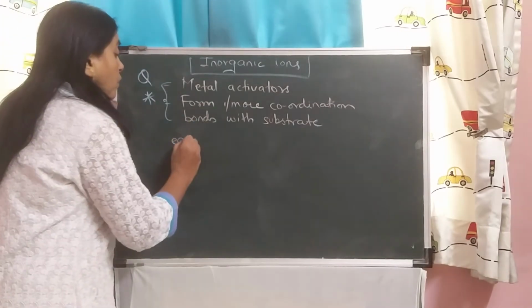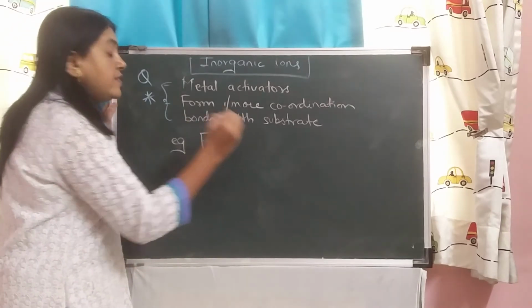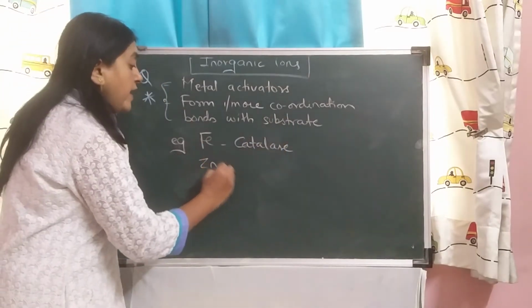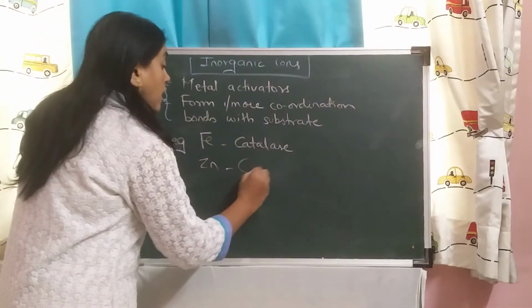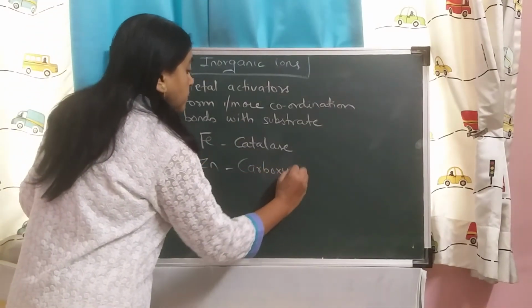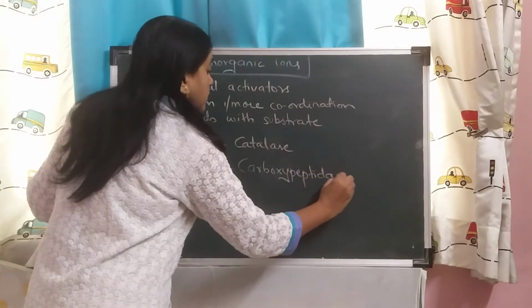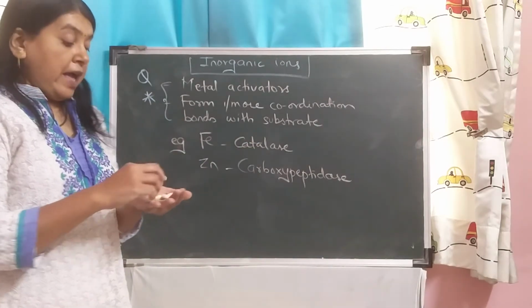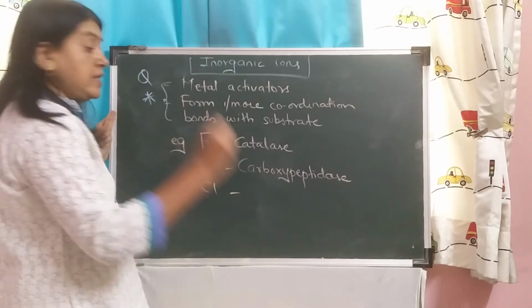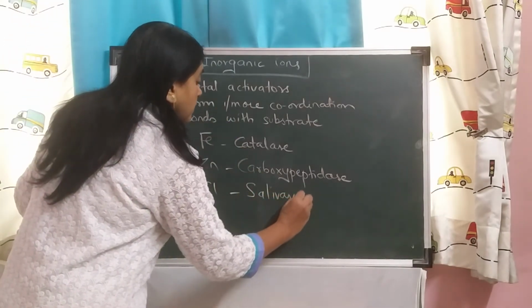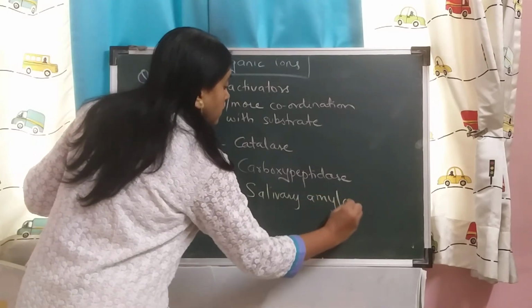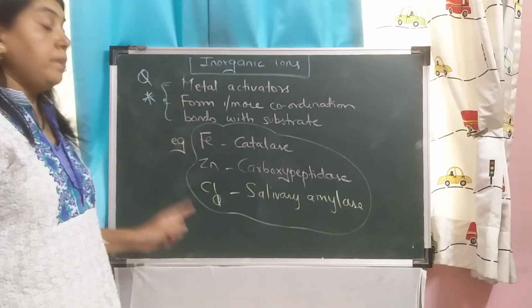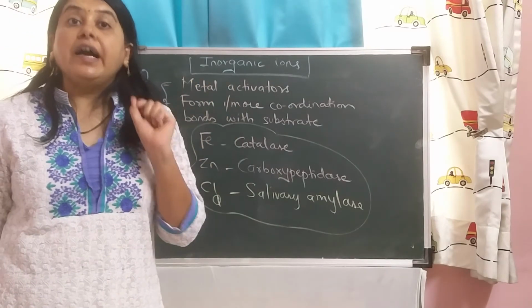Examples of the inorganic ions are: iron is an activator for the enzyme catalase. Zinc is an activator for the enzyme carboxypeptidase. Okay, so iron for catalase, zinc for carboxypeptidase, and chlorine for the enzyme salivary amylase. This is very important. You are going to learn all of them. Am I clear with this? So these are inorganic ions. Okay.